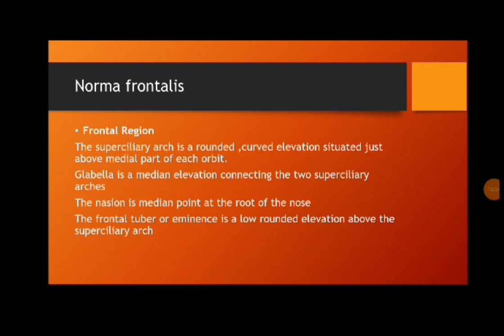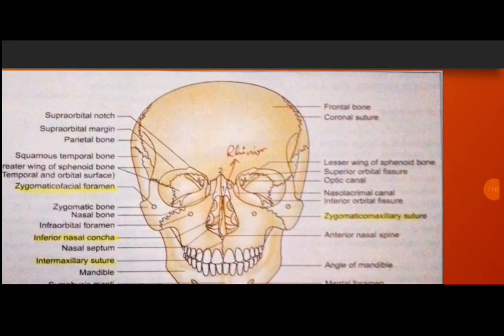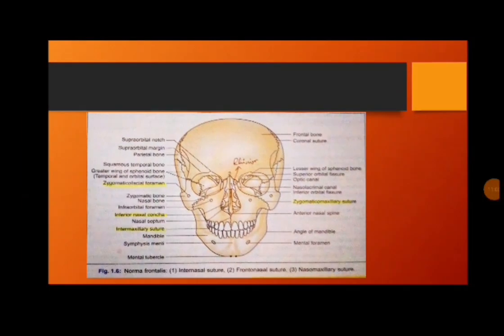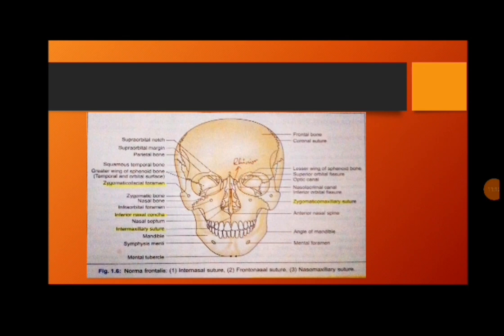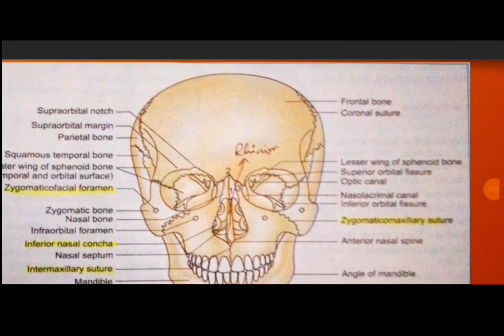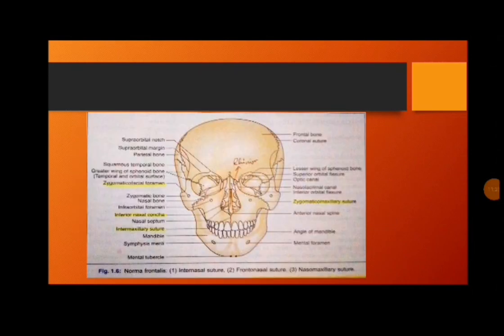Then glabella is a median elevation connecting the two superciliary arches. In between there, which is written as 2 over there, comes glabella. The nasion is the median point at the root of the nose. At the root of the nose you can see nasion. Frontal tuber or eminence is a low rounded elevation above the superciliary arch. Okay, above the superciliary arch is the frontal tuber.